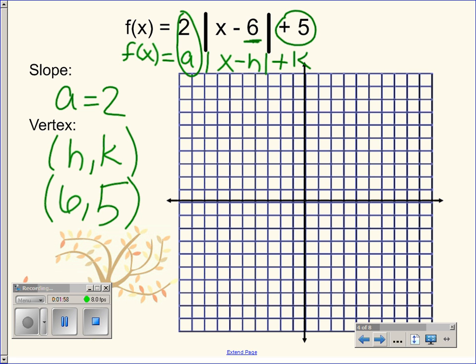So I'm going to start by plotting my vertex. So I'm going to go 6, 5. 1, 2, 3, 4, 5, 6. 1, 2, 3, 4, 5. So right there is my vertex.